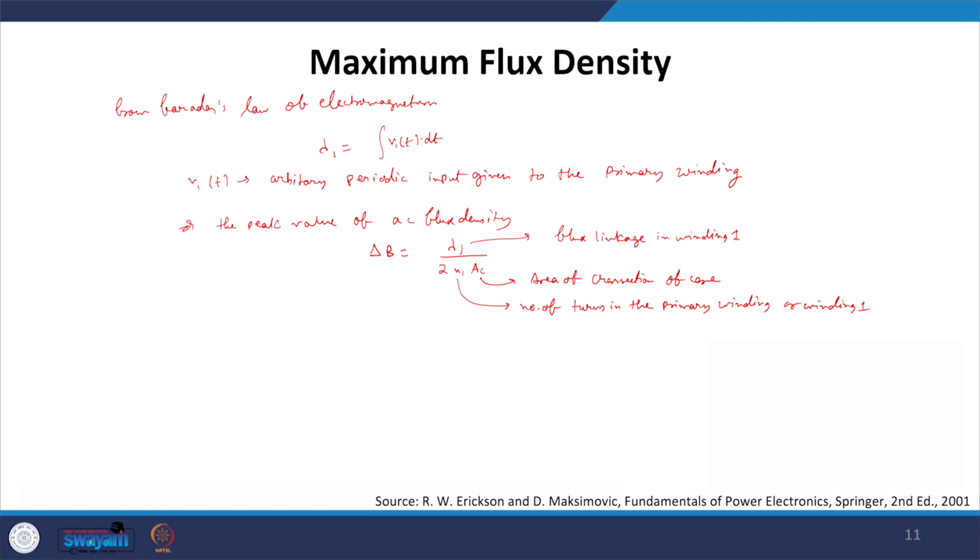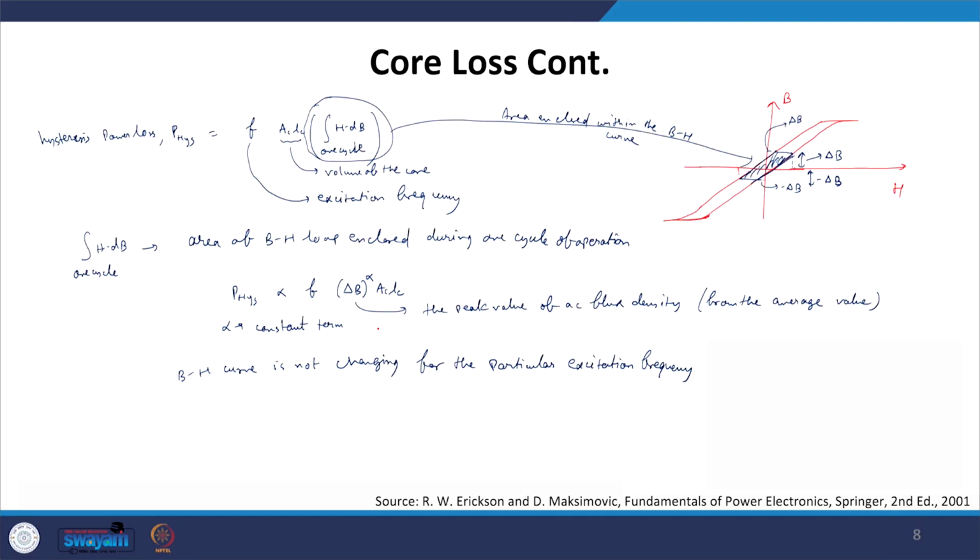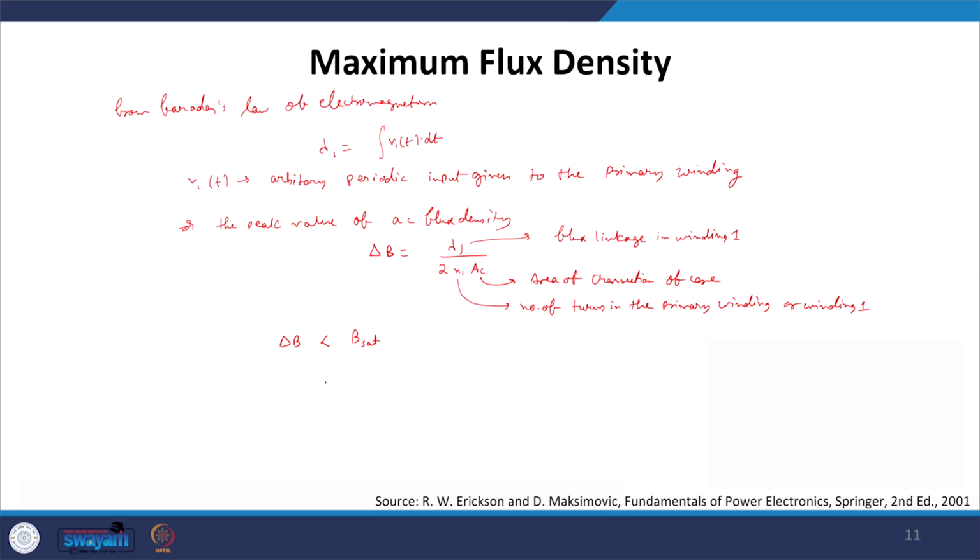So from these two things we have understood how we can obtain the delta B, and obviously we always want this maximum value of AC flux density to be less than B sat. It should not go beyond the saturation value of the magnetic flux density. So here, if you see, this particular point is B max. We must ensure that delta B is less than the saturation value of magnetic flux density, and at the same time it should be such that we can get the required flux linkages so that we get proper magnetization of the core.